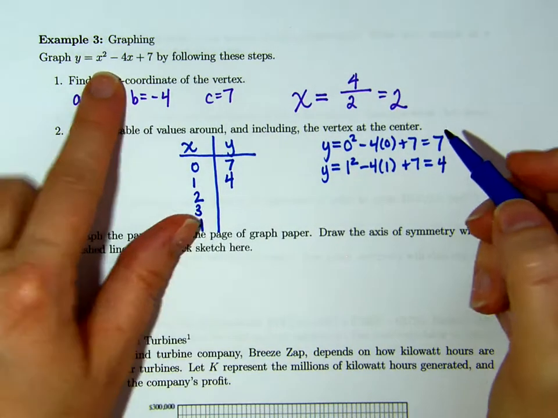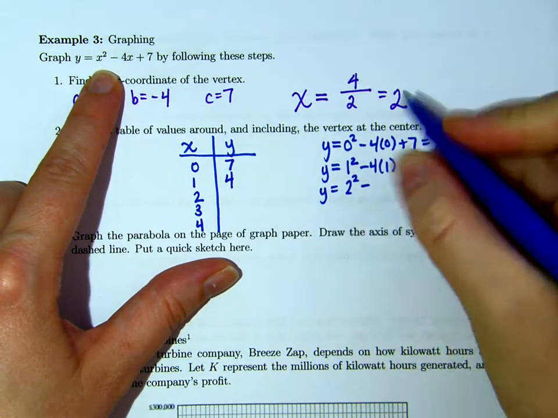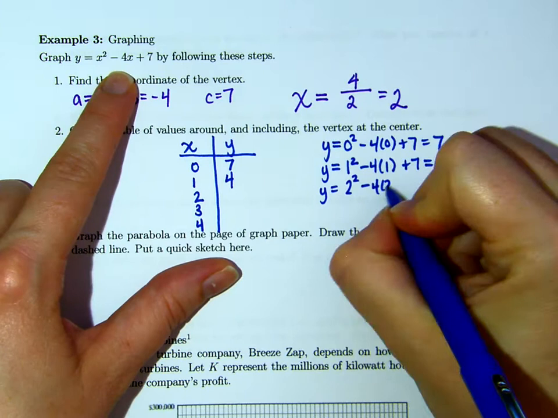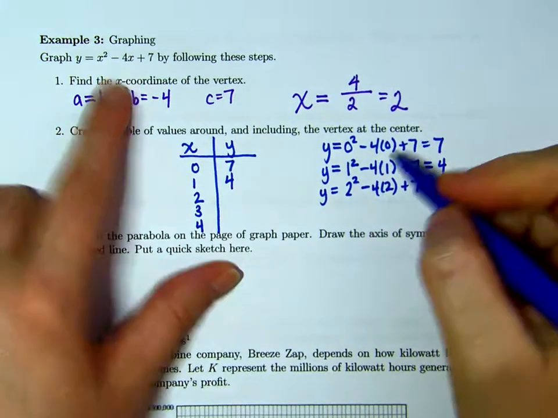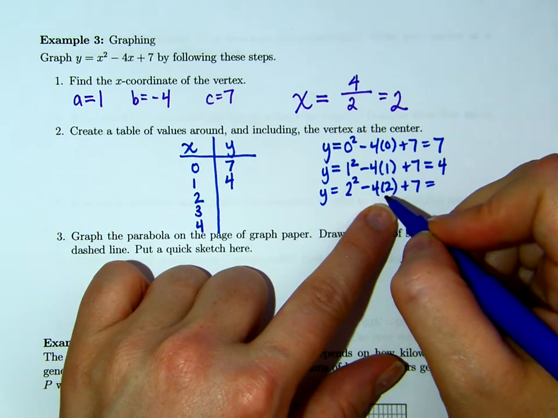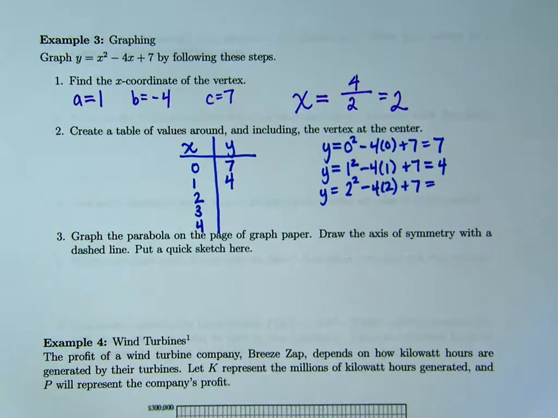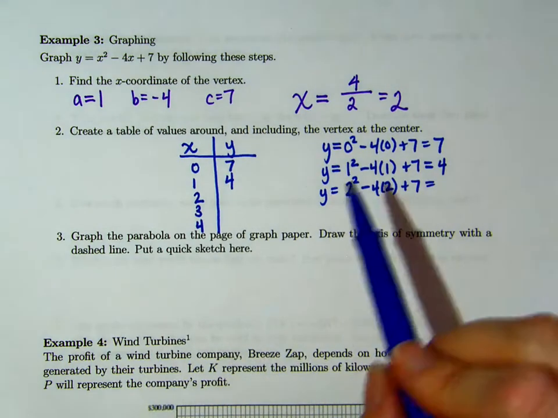Got it. When x is 2, 2 squared minus 4 sets of 2 plus 7. 2 squared is 4. 4 take away 8 is negative 4. Negative 4 plus 7. Wait a minute. Did I do some arithmetic wrong here?